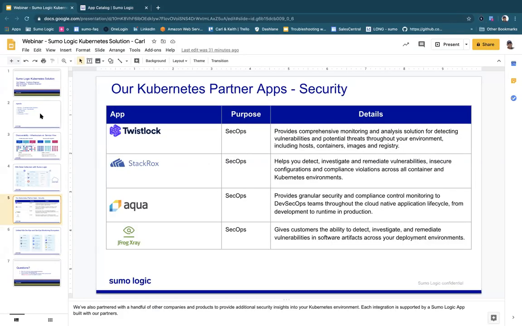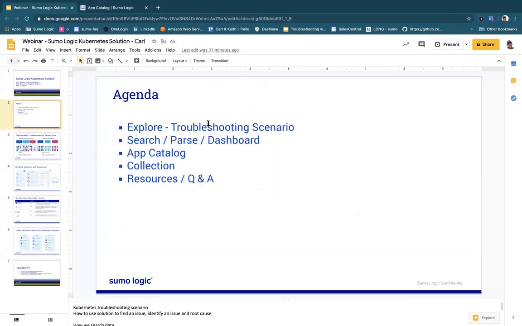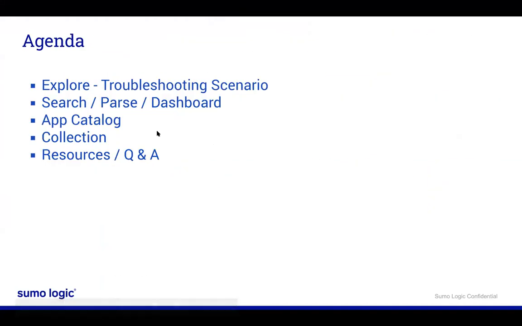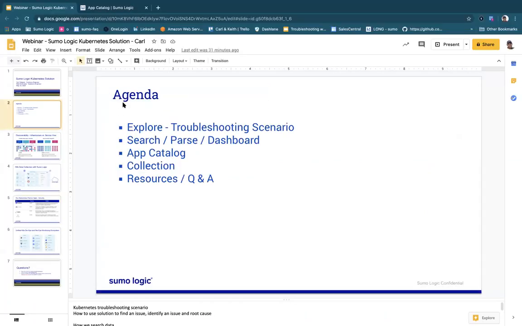So let's go back to the agenda real quick and talk about what we've covered so far. So far, we've covered this troubleshooting scenario. We've talked about the app catalog and collection. So let's go back into Sumo Logic, and we're going to do another scenario. I'll show you how to utilize some search capabilities, some parsing, in a different troubleshooting scenario where we'll go a little bit beyond just looking at our Explore tab there.